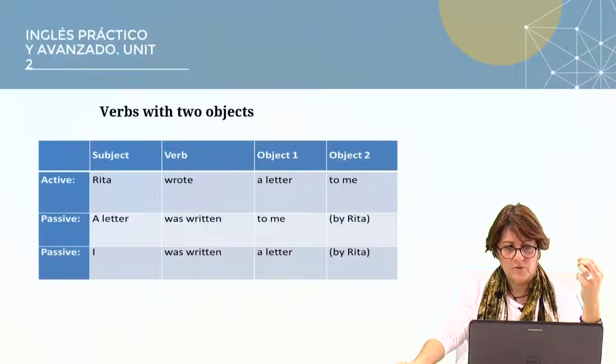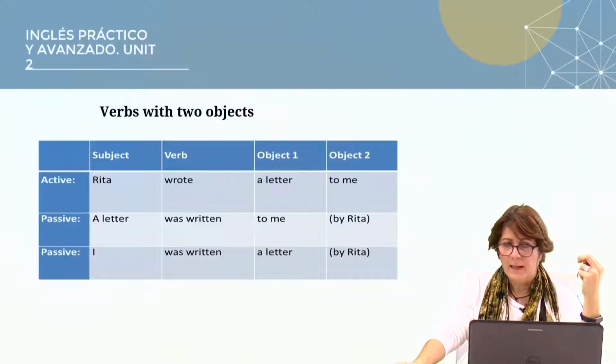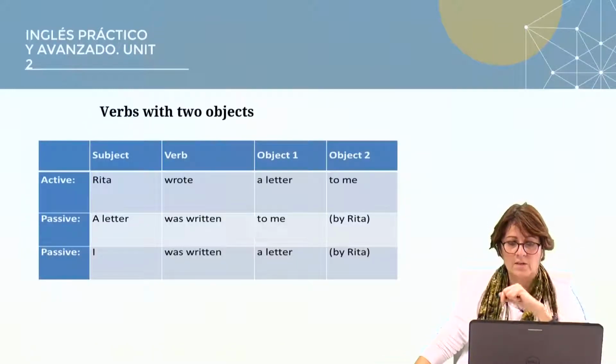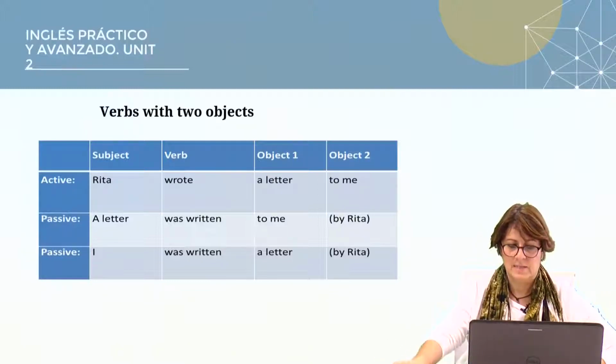Well, this is more about structure. Rita wrote a letter to me. A letter was written to me, or I was written a letter. Okay, if you see this, it has the same meaning. Rita wrote a letter to me. Okay, so this is the active. So you can concentrate the subject in the object: a letter was written to me. Or in the subject: I was written a letter. This last sentence doesn't exist in Spanish because you cannot say "yo fui escrita". But in English, you can center the attention when you make the passive: I was written a letter.